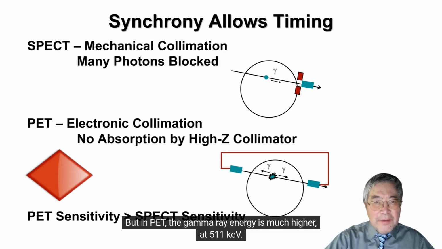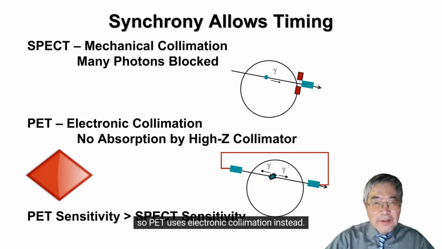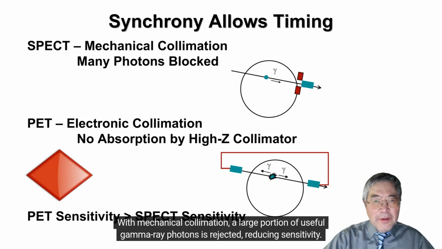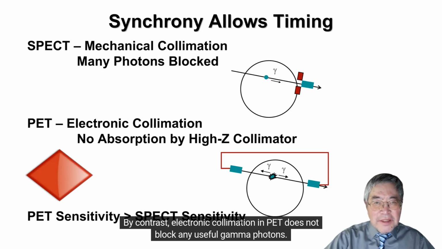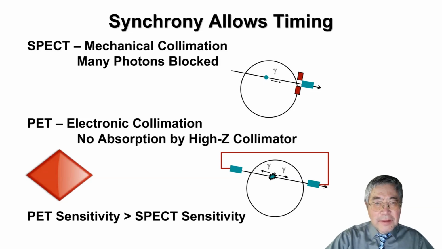But in PET, the gamma ray energy is much higher at 511 keV. Mechanical collimation simply doesn't work because the energy is too great for physical collimators, so PET uses electronic collimation instead. With mechanical collimation, a large portion of useful gamma ray photons is rejected, reducing sensitivity. By contrast, electronic collimation in PET does not block any useful gamma photons. This means PET sensitivity is fundamentally higher than SPECT sensitivity.